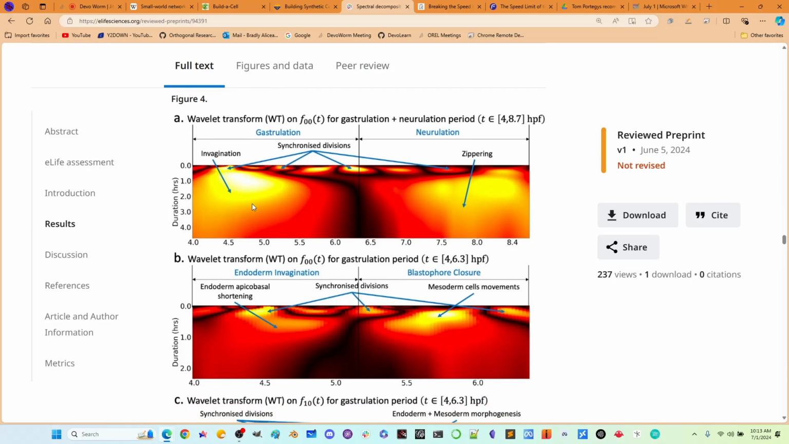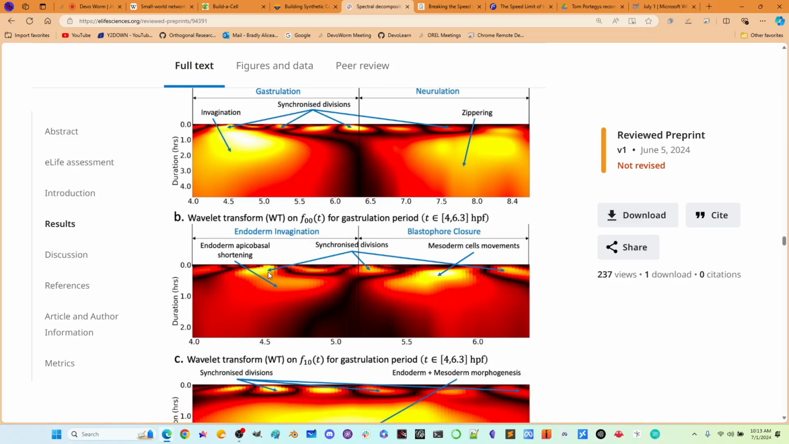So you get this invagination here in this region, you get zippering, you get synchronized divisions up here, because at early stages of cell division you get these synchronized divisions that you can actually clearly see here, and then you get this change in shape. So you get these changes in mass, which are symmetrical, and then you get these asymmetries like invagination and zippering that occur, and you can see the modes here.